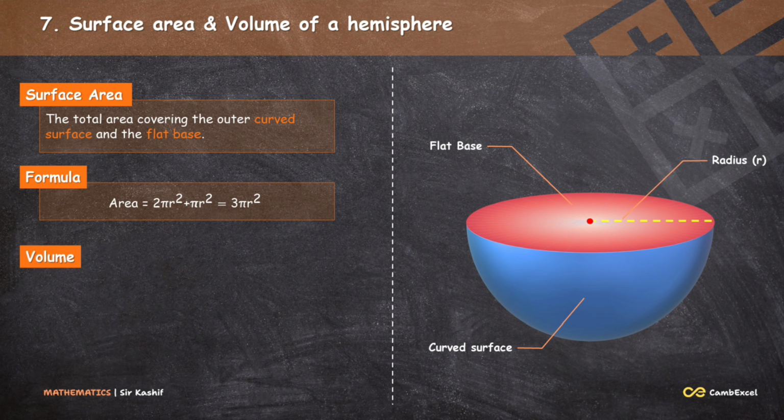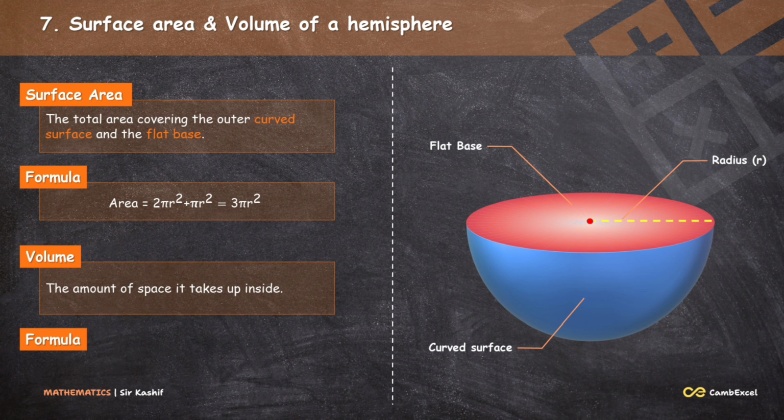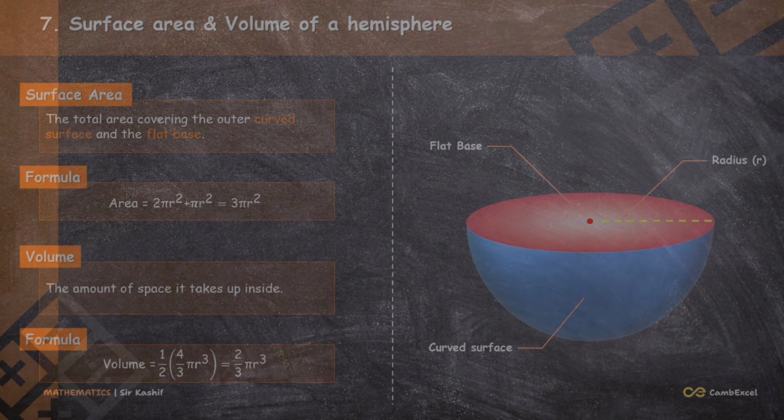Volume is the space it takes up inside a hemisphere, and the formula used to find the volume is half of the volume of a sphere, which is half of 4 by 3 pi r cube, and turns out to be 2 by 3 pi r cube. At last, we are going to introduce you to the assessment objectives.